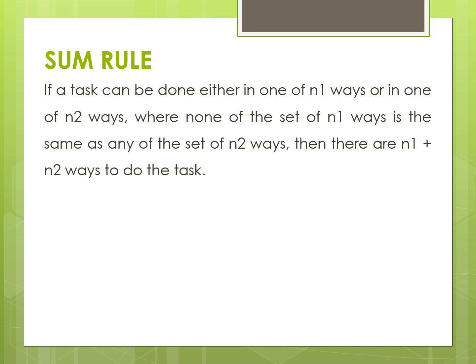Next is the sum rule. One task can be done either in one of n1 ways or in one of n2 ways, where none of the set of n1 ways is the same as any of the set of n2 ways. Then, there are n1 plus n2 ways to do the task.